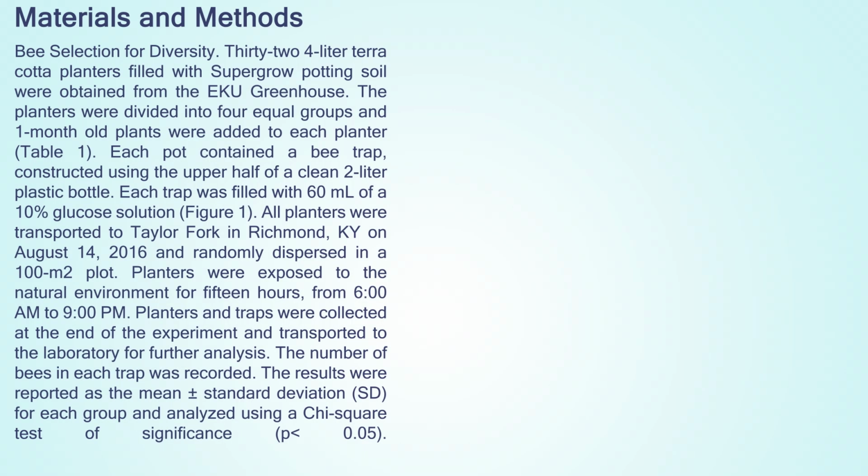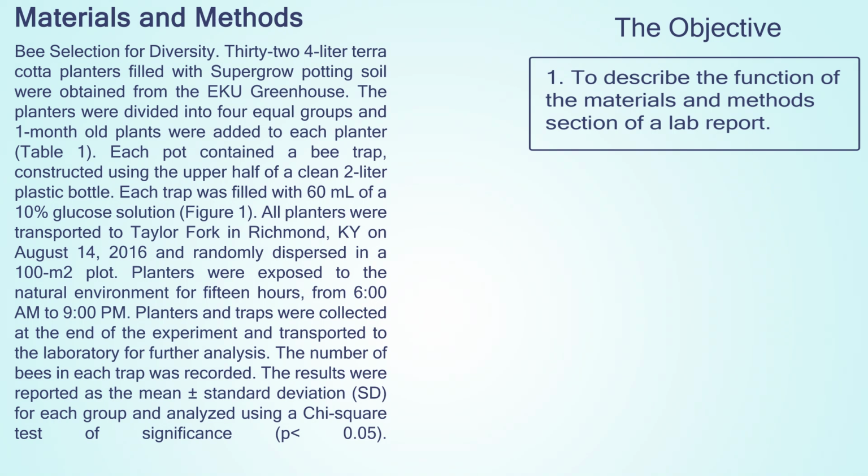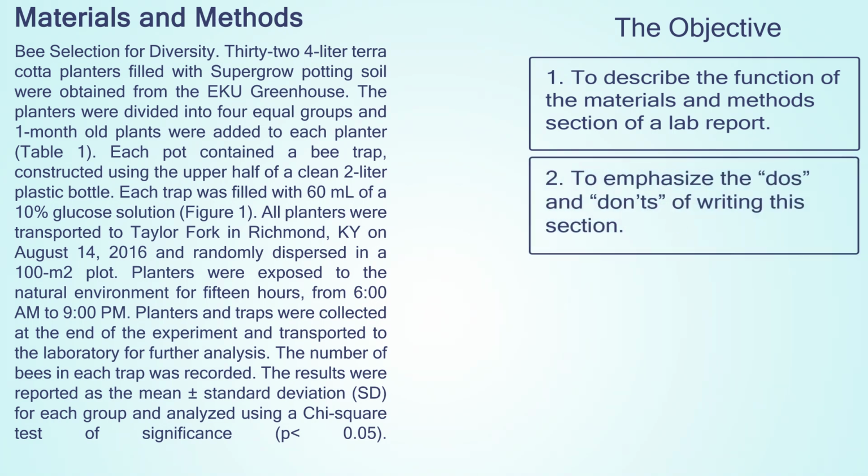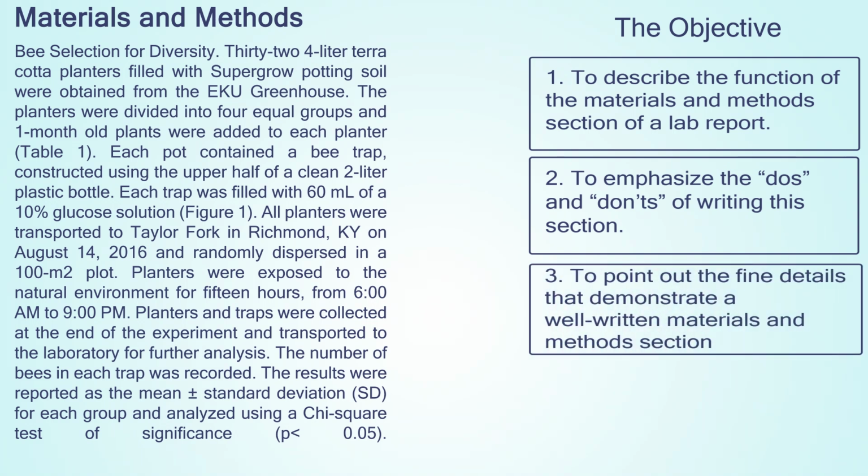The objectives of this video are to guide you, the scientific researcher, on how to correctly write the materials and methods section of a scientific lab report. First, I will describe the function of the materials and methods. Then, I will emphasize the do's and don'ts of writing this section. Finally, I will point out the fine details that demonstrate a well-written materials and methods section.